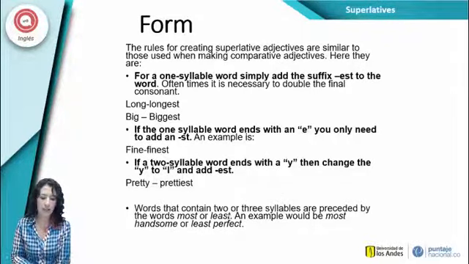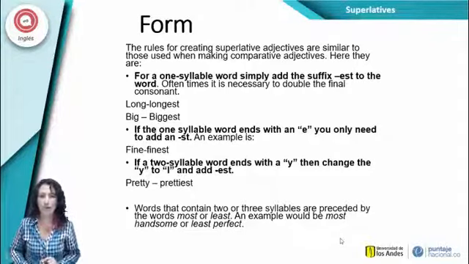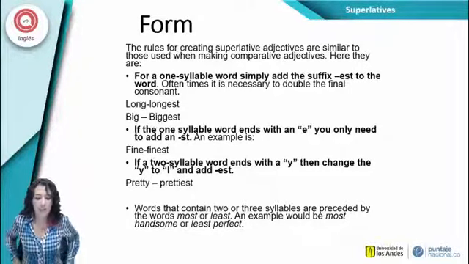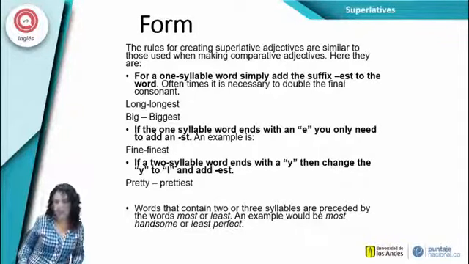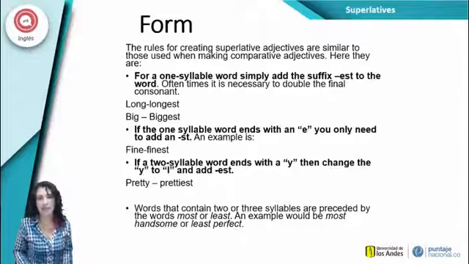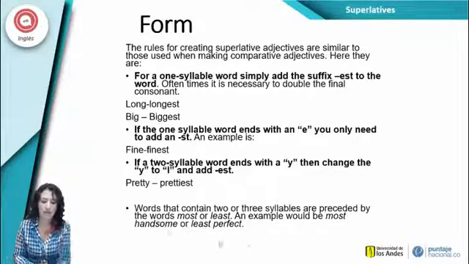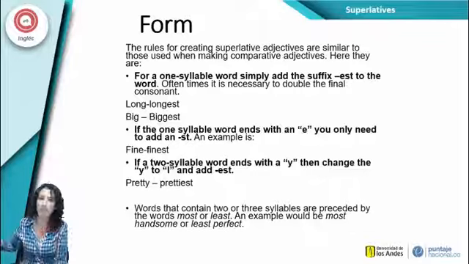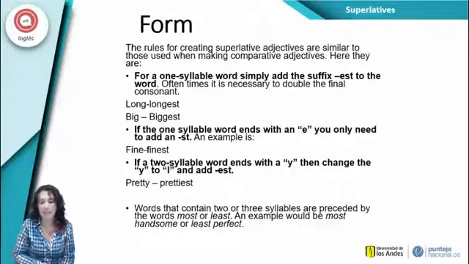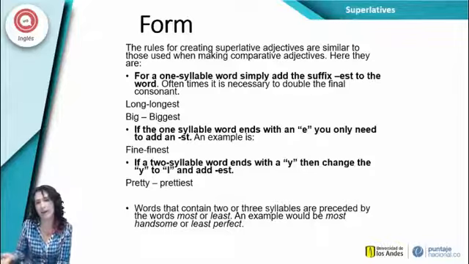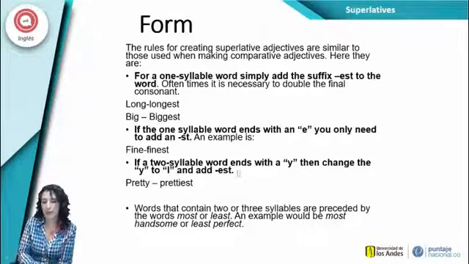Luego tenemos words that contain 2 or 3 syllables are preceded by the words more, most or least. Entonces, lo mismo que pasaba con los comparativos, que teníamos que poner more, more interesting, for example. Es más interesante que. It's more interesting than. Aquí es lo mismo, pero no utilizamos more, sino most, que es el más. The most handsome in the class. El más simpático de la clase. Or the least perfect. El menos perfecto. Entonces, cuando tenemos palabras que tienen dos o más sílabas, utilizamos most or least. No agregamos la est o la st al final de la palabra. Como se pueden dar cuenta, son prácticamente las mismas reglas que para el comparativo, pero con el sufijo est.